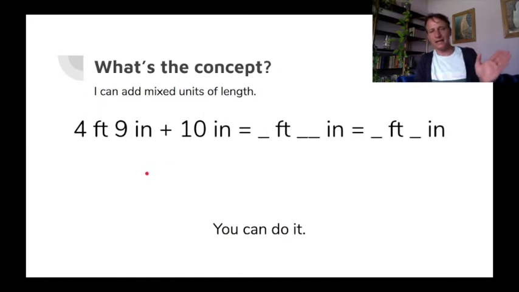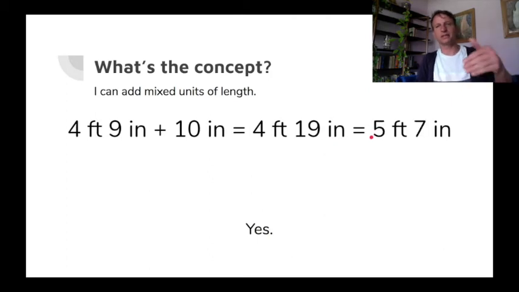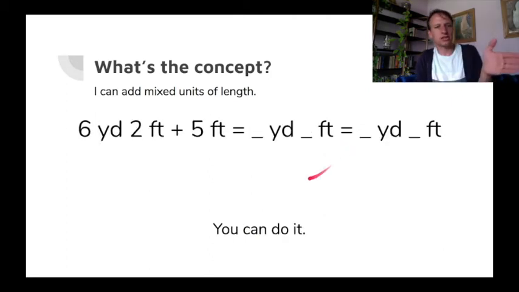4 feet, 9 inches plus 10 inches. Just crunch the numbers there. Yeah. 4 feet, 19 inches. Pull out the 12 inches for the foot. All right. So now we have 5 feet, and that leaves 19 minus 12 is 7. Okay, so 5 feet, 7 inches. Great.